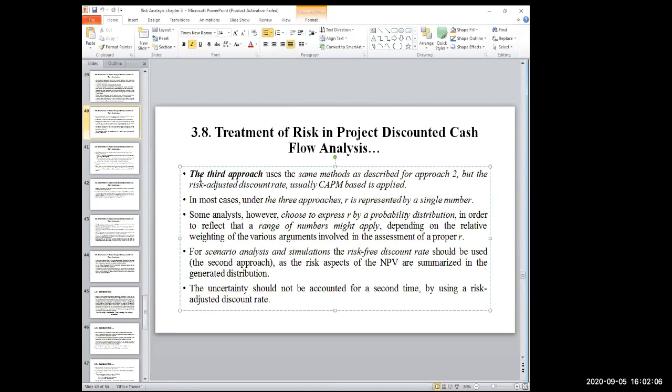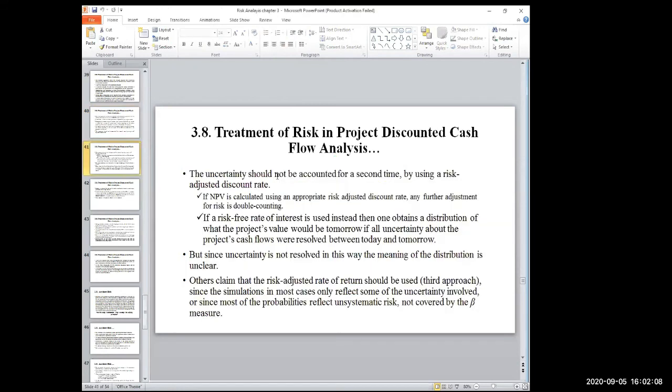So uncertainty should not be accounted for a second time by using the risk-adjusted discount rate. If the net present value is once calculated using the appropriate risk-adjusted discount rate, the R, any further adjustment for risk is double counting. We already determined the net present value using R, which is risk adjusted. We don't need to assign probabilities or uncertainties in this step, the third step.